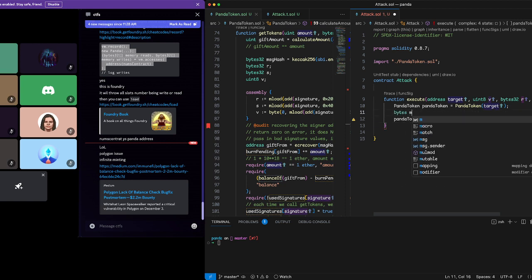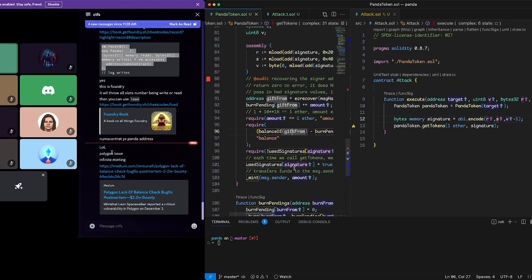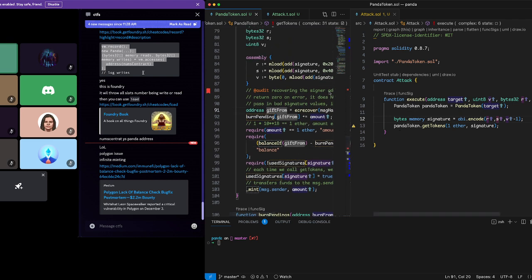So bytes memory signature equals... normally the way we would do this is abi.encode rsv. This will give us the correct signature, right? But we want an incorrect signature. Really easy, let's just say -1. Now this signature will not correctly calculate, and we will have the line here, ecrecover get from, will be 0. So I'm just going to go back to full screen.